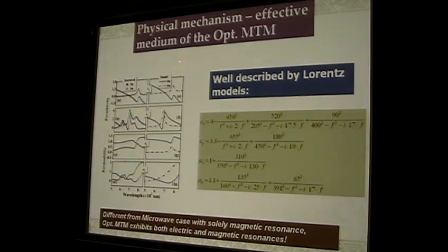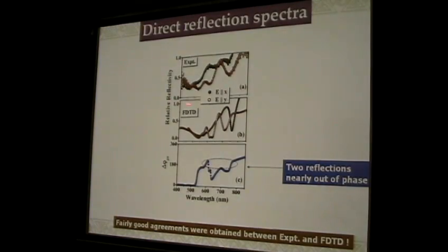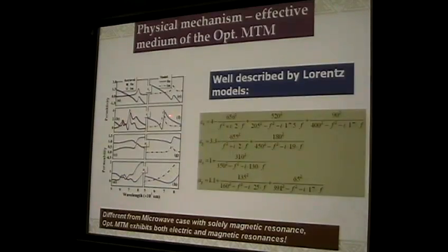Now what's the mechanism? We calculate from the reflection spectrum both the amplitude and also the reflection phase. We can retrieve the effective parameters of these optical materials. And indeed, we found that epsilon x, epsilon y, and mu x, mu y are all very well described by our Lorentz model, which consists of a series of resonances.